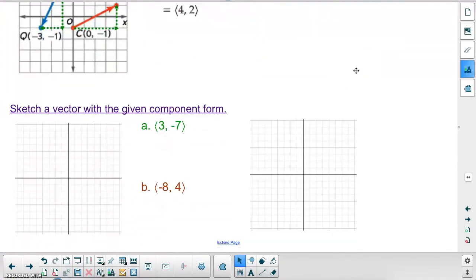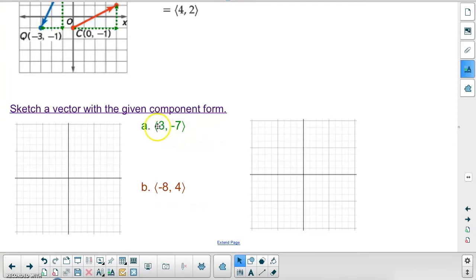Now let's look at this the other way around. What if we're given the component form and we're asked to sketch a vector with that component form? We could, of course, put that vector in standard position, which would be at 0, 0. But we really could choose any point we wanted to as long as it had this x component and this y component.